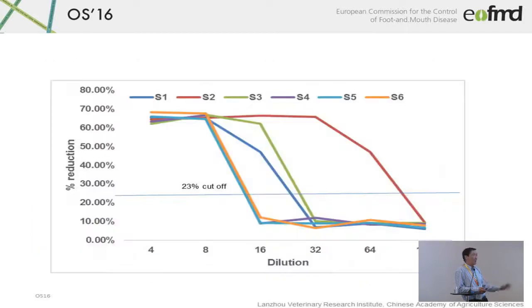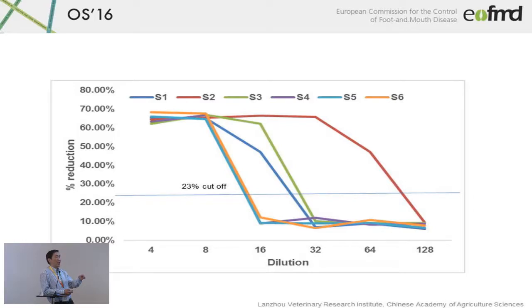Almost finished. That's just another serial sample from sheep. One is inconclusive by VNT, and three are negative by VNT. Here you can see this one is positive in our assay, and the others are negative. So more or less the correlation with the VNT is good.